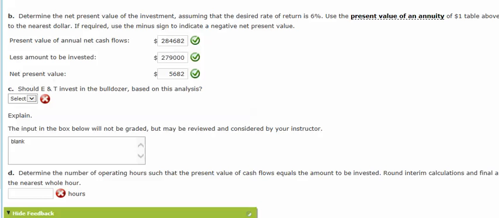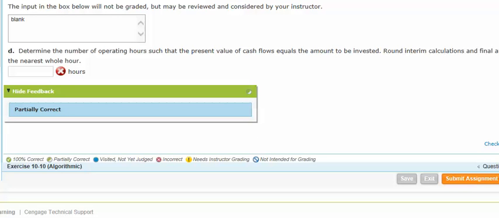Should E&T invest in the bulldozer based on this analysis? Sure. Yeah, I would say yes. And then it says explain why. Well, the reason being is we have a positive net present value. We're actually going to be making money on this particular one. We get all our money back plus some extra, taking into consideration the actual present value.